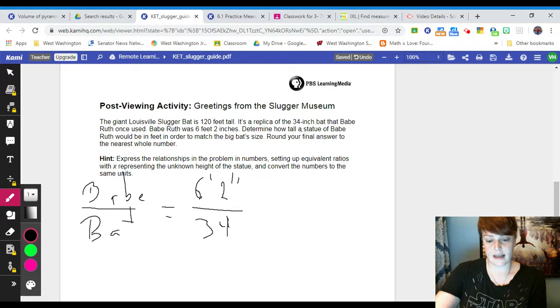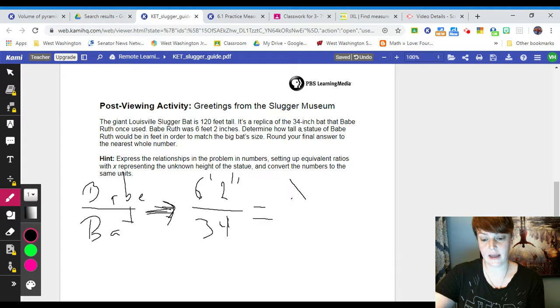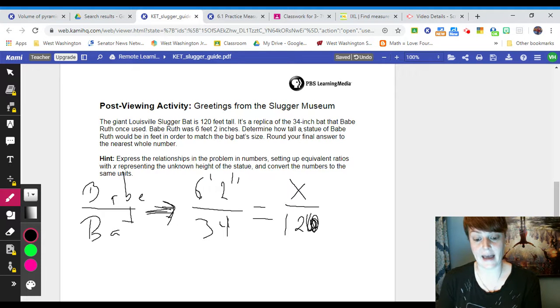Let's put an arrow over here so that we know that this is what we're talking about. We want to keep this proportion the same. So how big would Big Babe have to be in order to match up with that 120 foot bat?